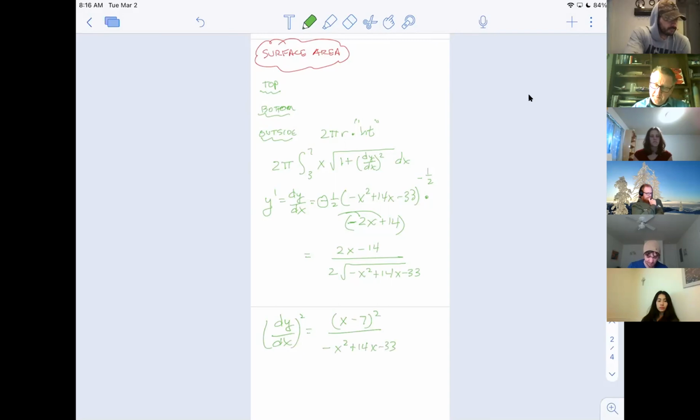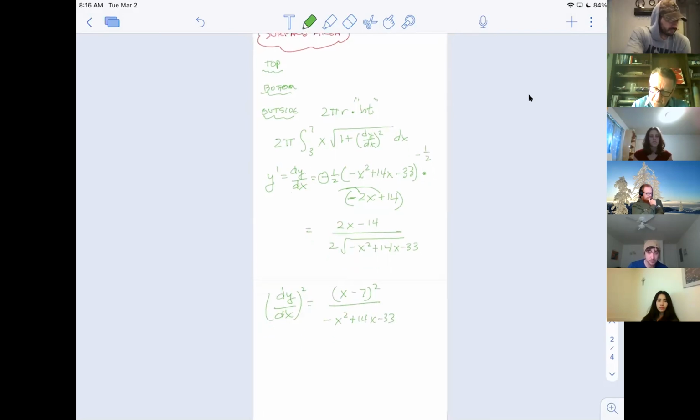So there's my derivative. So now I can just write out the expression. So I have 2 times pi times the integral from 7 to 3x times the square root of 1 plus, well, there's my derivative. And if I'm cheating, great, type that in my calculator, boom, done.